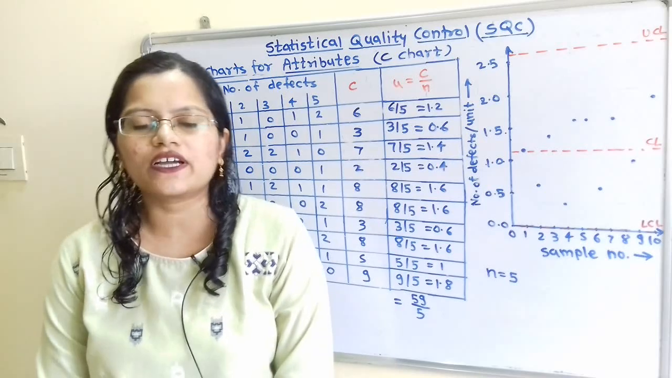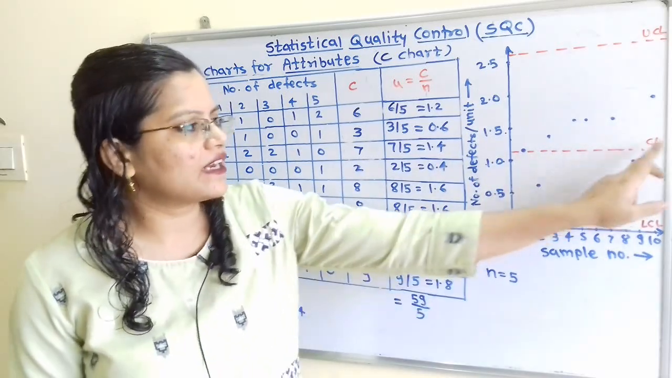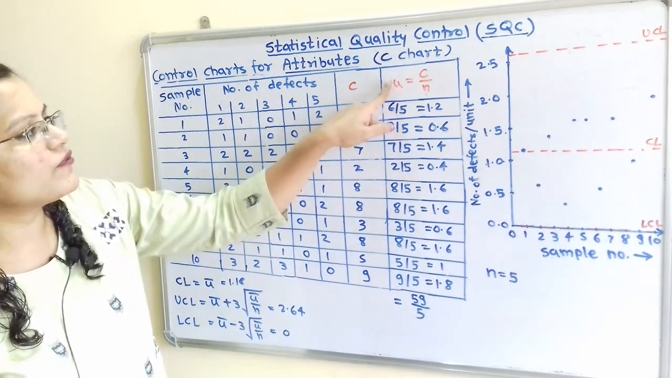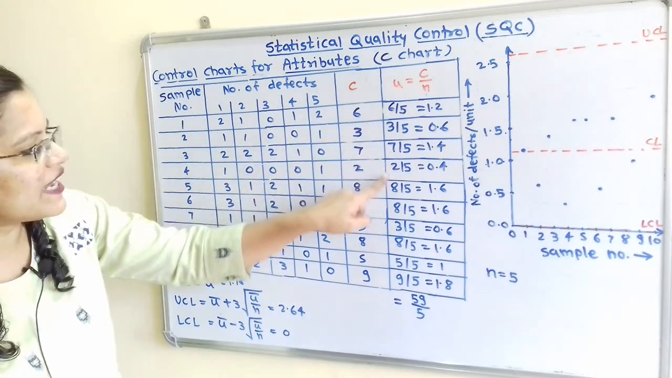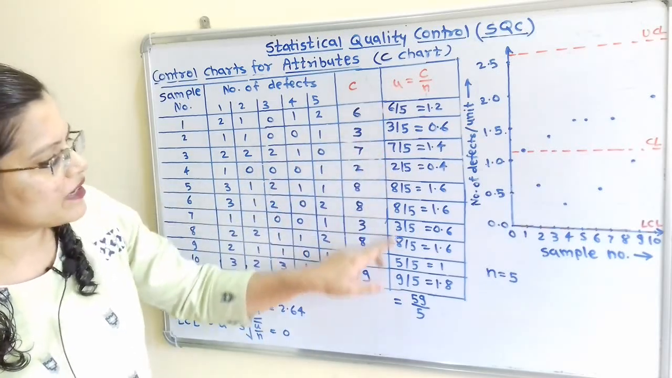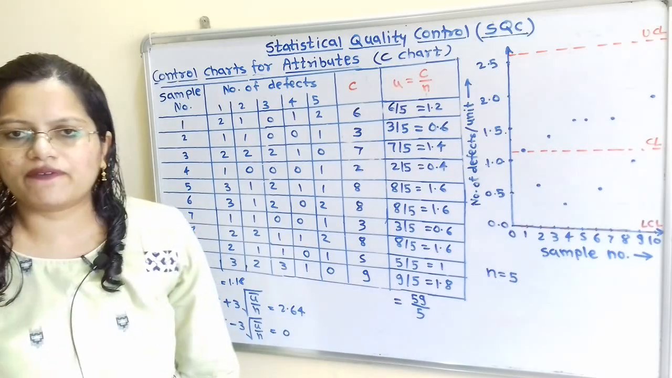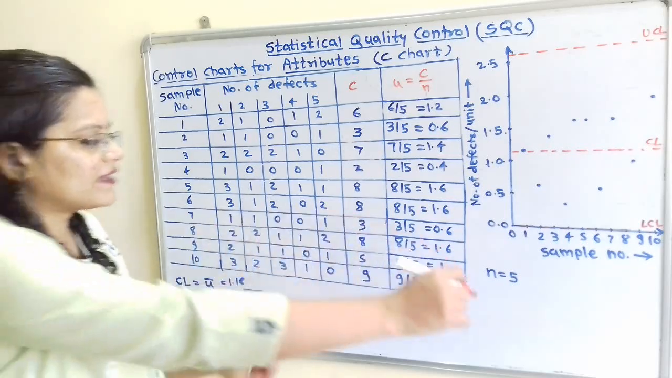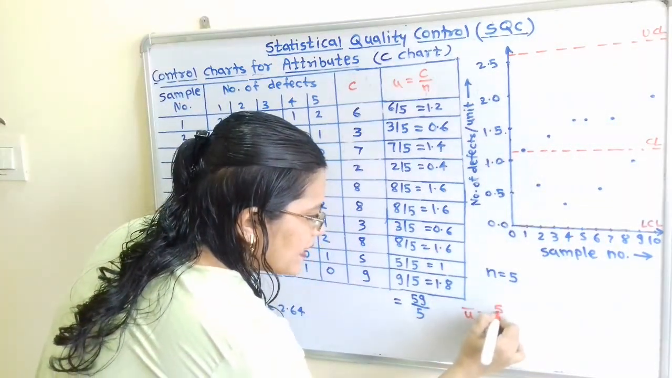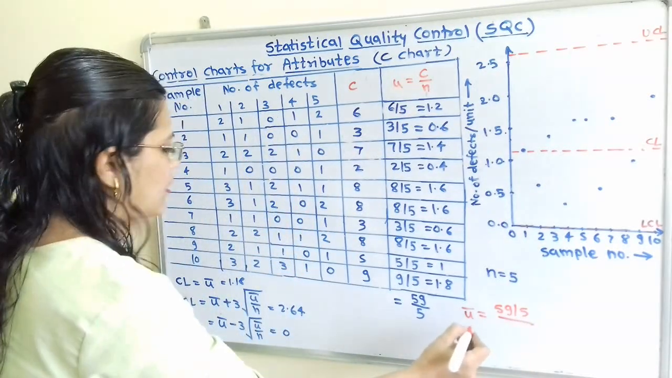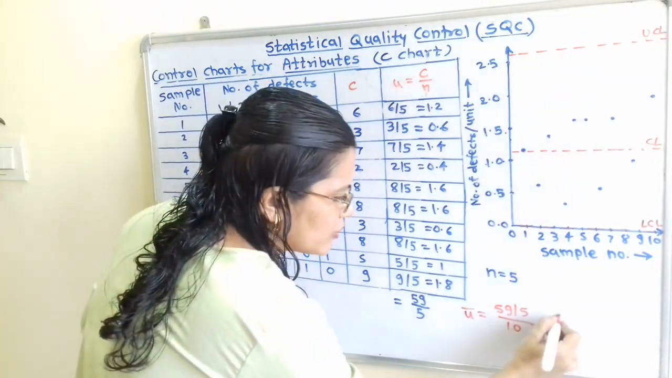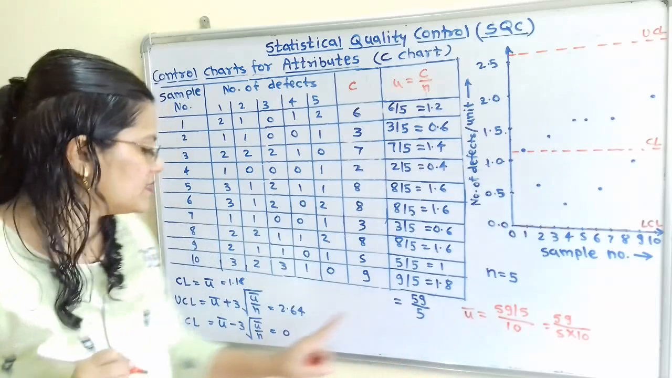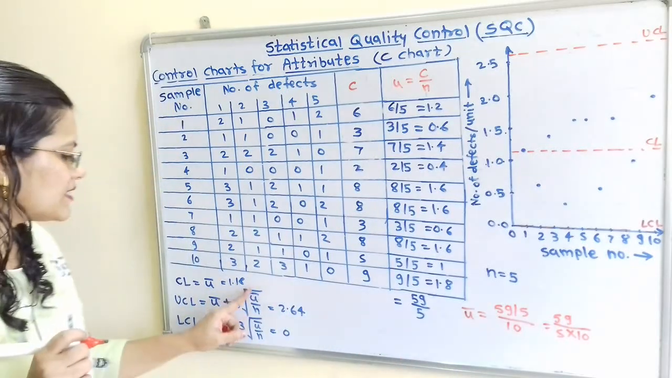Now we will calculate the control limits. So what is the center line? The center line is equal to u bar. So how to calculate u bar? This is the value of u for each and every sample. If we make the total, it is 59 by 5. This is the total for 10 samples. So u bar is equal to 59 by 5 divided by the total number of samples, that is 10. We can also write 59 divided by 5 into 10. Its answer is 1.18. So this is the center line.